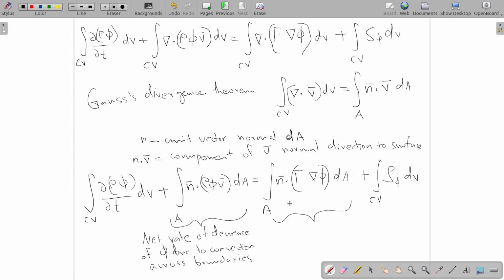Now we have a new term here. This essentially represents the net rate of increase of phi due to what? Due to diffusion. Diffusion across, again, the control volume boundary.